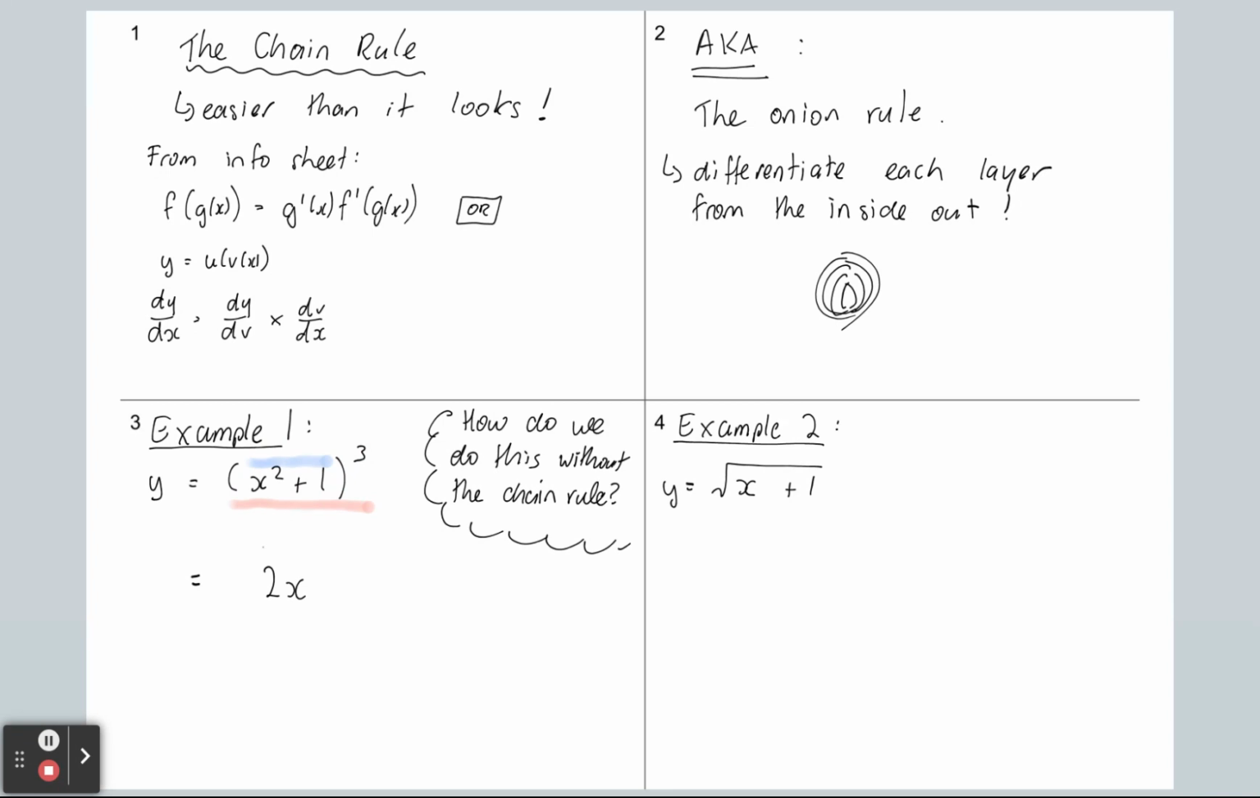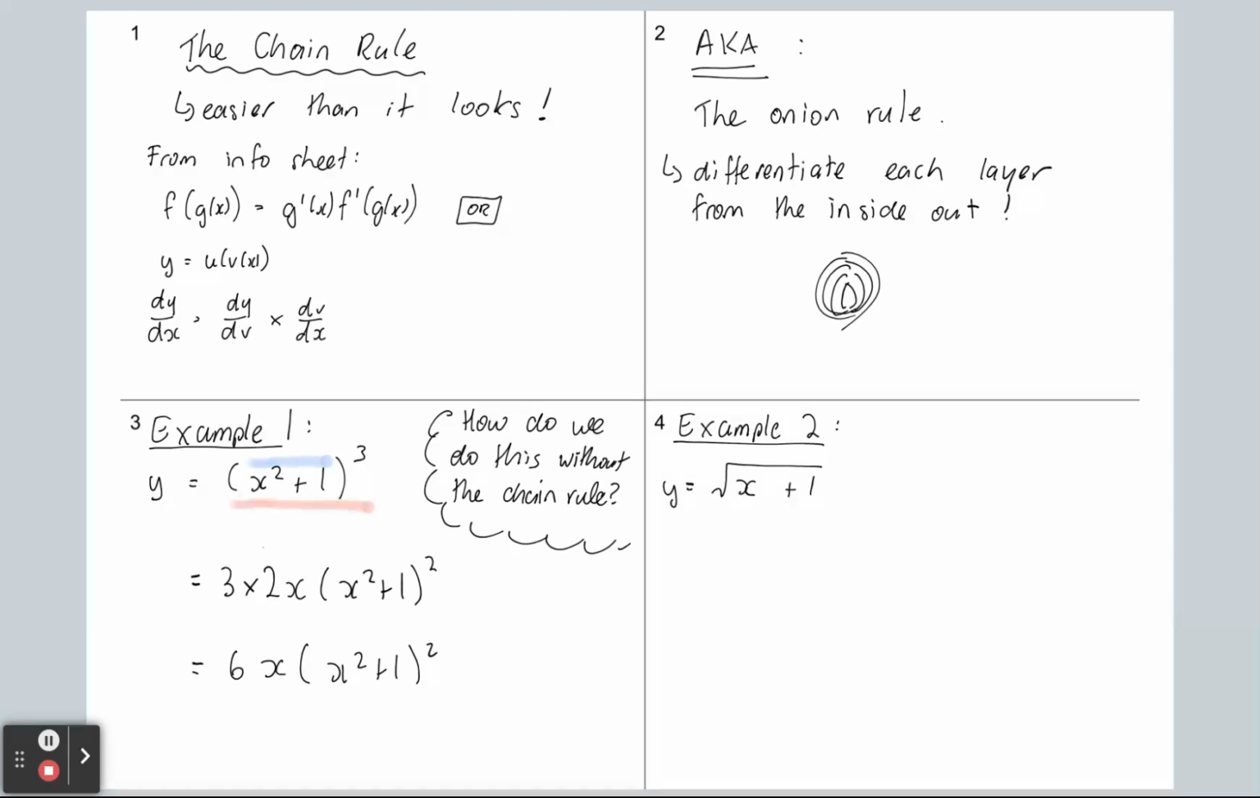So we just do the same thing. We bring down the 3, and so that's what I'll do. I'll put it at the front, though, because it'll make more sense to be there. Bring down the 3, keep the thing inside the same, x squared plus 1, and subtract 1 from the power. So that's (x squared plus 1) all squared. Okay, and then I'll just tidy it up. So that's 6x outside of (x squared plus 1) all squared.